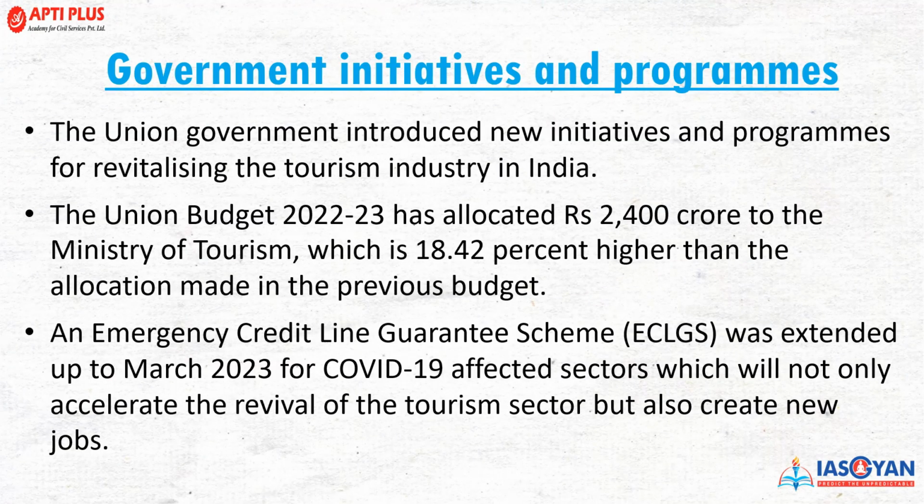Now, कुछ government के initiatives, like the union government has introduced new initiatives to progress and revitalize tourism industries. The union budget has allocated 24,000 crore rupees, 18.42% higher than the allocation made in the previous year. तो revival के लिए गवर्नमेंट ने अपने पूरे बजट allocations में 18.42% तक की इंक्रीज की. And emergency line of credit was extended for COVID affected sectors ताकि वो फिर से revive हो सकें, specifically the tourism sector that has created new jobs.